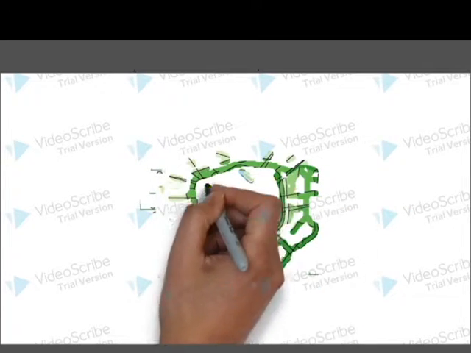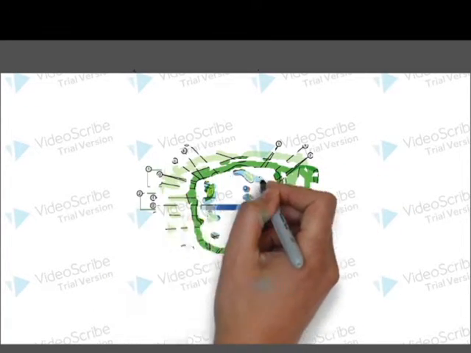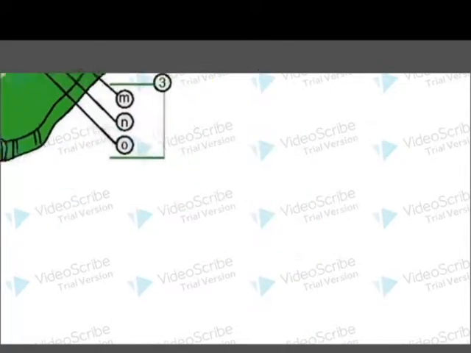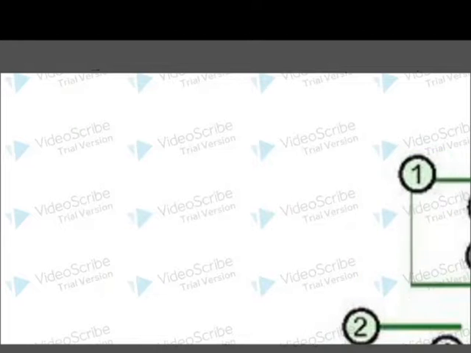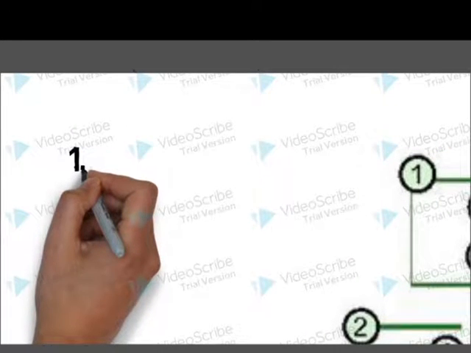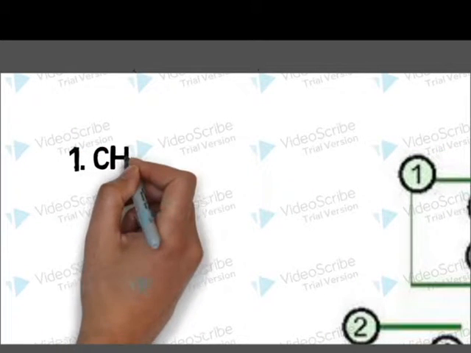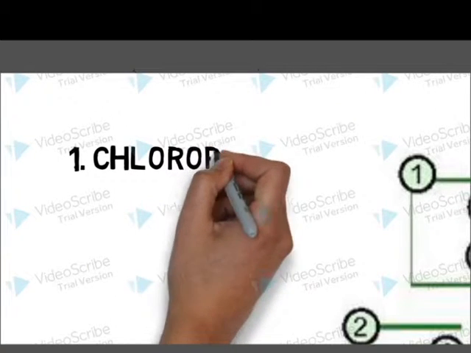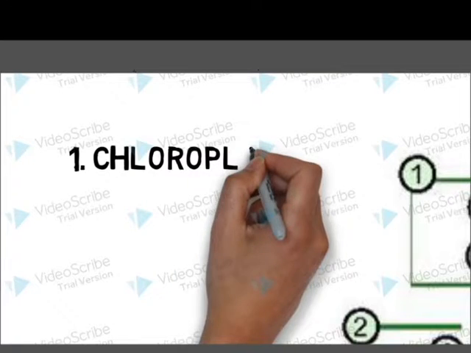Plant cells are eukaryotic cells that differ from the cells of other eukaryotic organisms in several ways. One distinctive feature of a plant cell is its chloroplast. The chloroplast is the organelle of photosynthesis and captures light energy from the sun and uses it with water and carbon dioxide to make food for the plant.